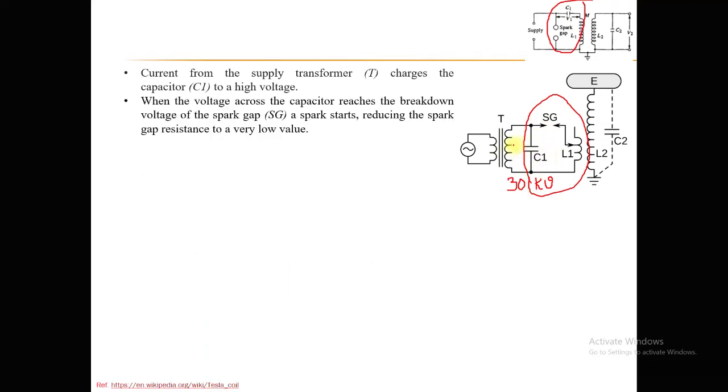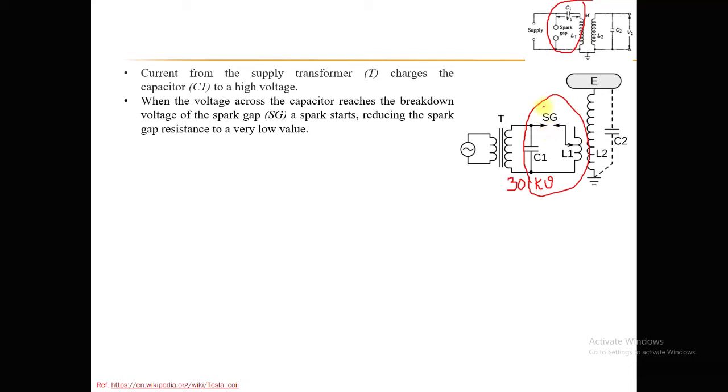When the voltage across the capacitor becomes 30 kV, we need to adjust the spark gap. In this case you have manual operation as well as automatic operation. To obtain the automatic operation of the Tesla transformer, usually the length of the gap is adjusted to its breakdown voltage value.